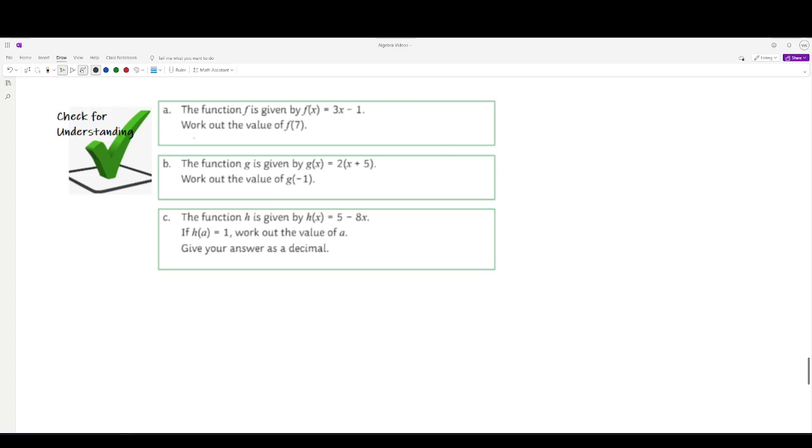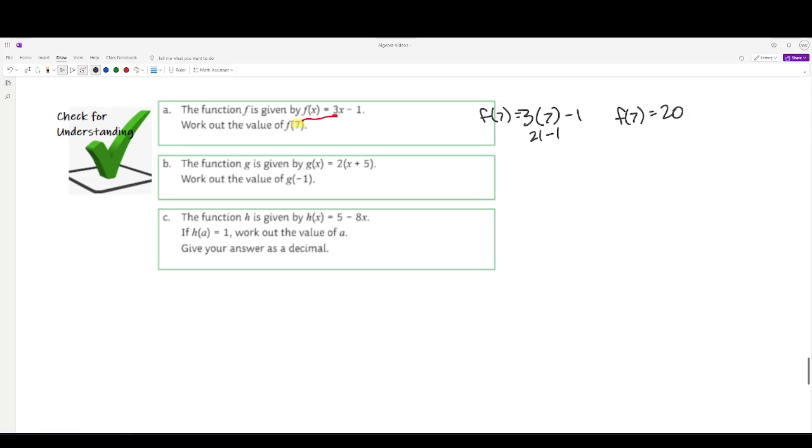So the function f is given by f of x equals 3x minus 1. Work out the value of f of 7. The 7 is in the parentheses. It has replaced x, meaning that we're going to substitute 7 where x was. So f of 7 equals 3 times 7 minus 1. That's 21 minus 1. So f of 7 equals 20.